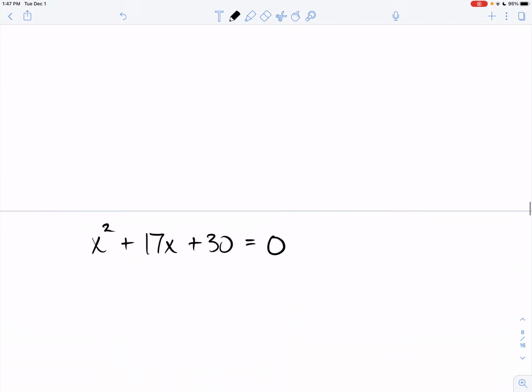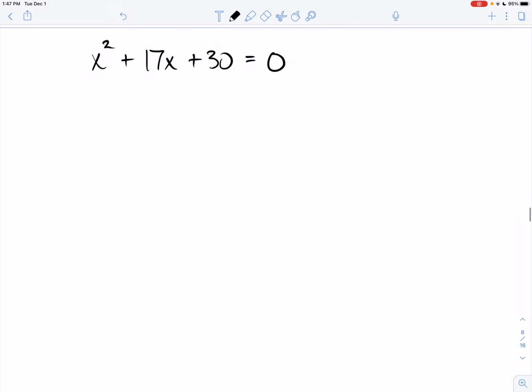Let's play again. Oh, 30. 30 is a big number. It is. 30 could be 1 times 30. It could be 2 times 15. It could be 3 times 10. It could be 5 times 6. There's all kinds of junk that goes into 30.